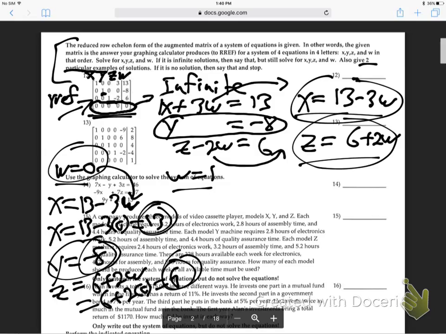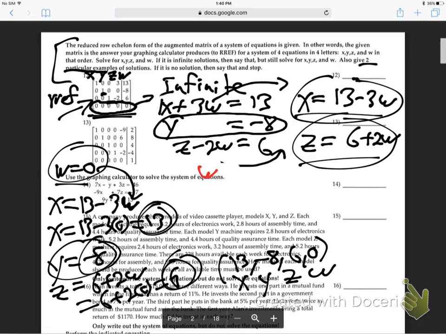That's one particular solution involving 4 numbers, right? That is the solution, if this helps you. The solutions are x, y, z, w. That's the solution. 13, negative 8, 6, 0. That's one answer to the original system of equations. And then you can do a second one, which is what I'm showing right here.